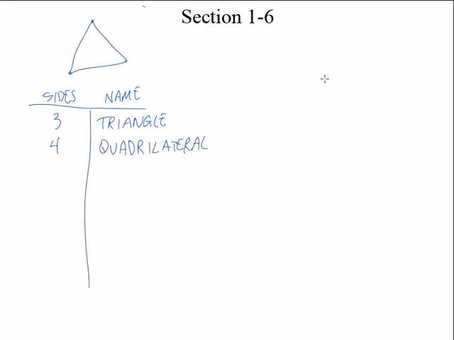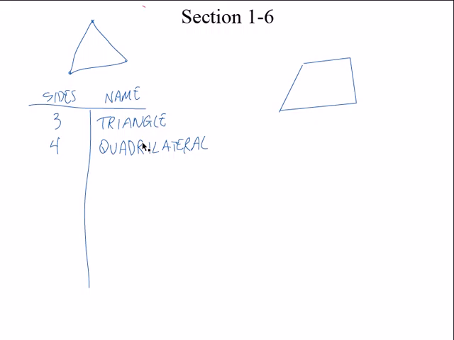So watch this. Let me just do something real quick. 1, 2, 3, 4. Is that a square? Is it a rectangle? Is it a rhombus? It's not. It's just a four-sided figure. Any four-sided figure is called a quadrilateral.